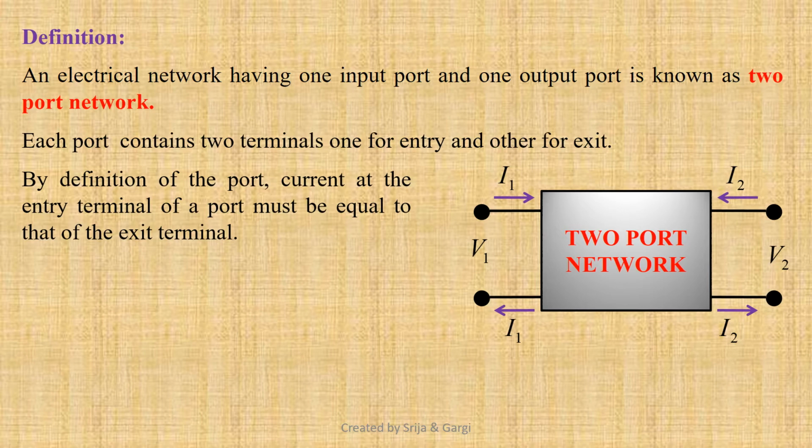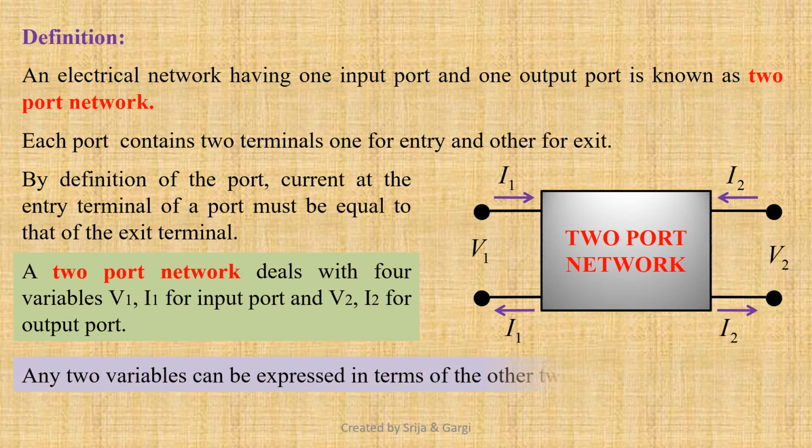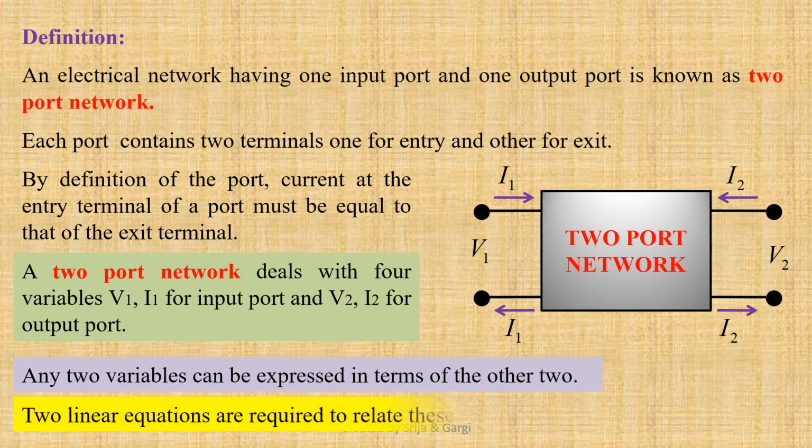By definition of the port, current at the entry terminal of a port must be equal to that of the exit terminal. A two-port network deals with four variables, V1, I1 for the input port and V2, I2 for the output port. Only two of these four variables are independent. Therefore, any two variables can be expressed in terms of the other two. We use two linear equations to relate these variables.